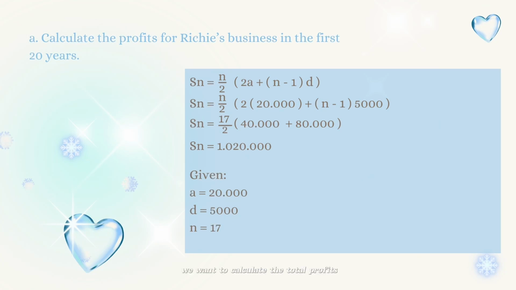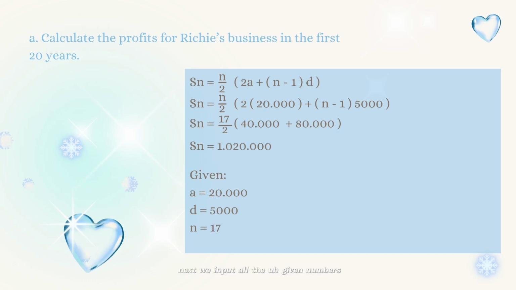So now we want to calculate the total profits for these 17 years using the formula for the sum of the arithmetic series. Before getting started, we see the given values. The a, or the initial, is 20,000. The difference, or d, is 5,000. The n is 17, which we just found. So the formula is Sn, or sum, equals n over 2 times 2a plus n minus 1 times d.